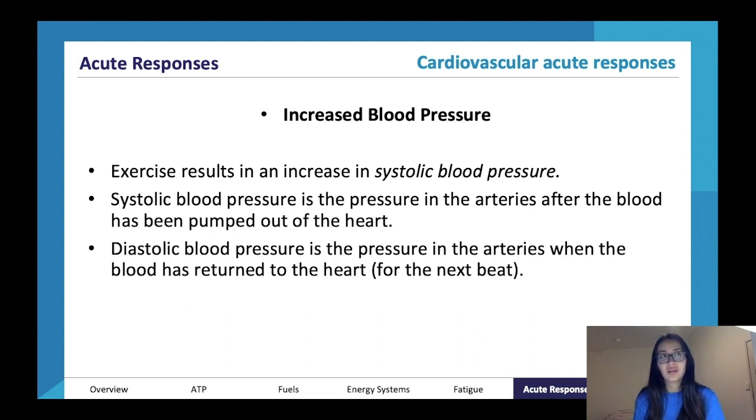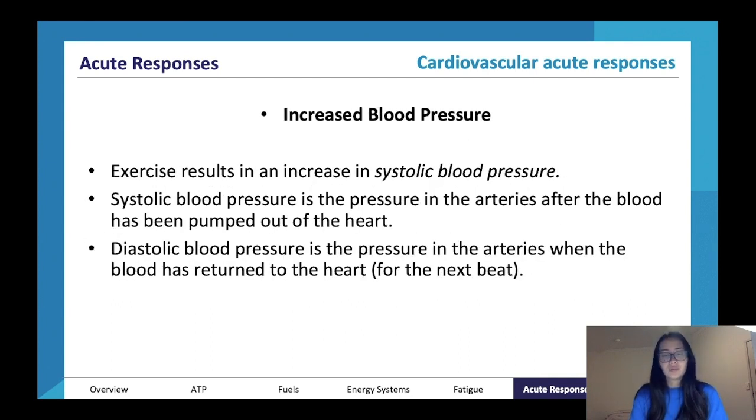I'm trying to remember the mnemonic I made up in first or second year of uni. Okay, systolic, I remember now. I think of systolic as the blood pressure after the heart's been squeezed. If you squeeze the heart, you've just shoved all the blood out of it. Systolic, squeezed, just think S S. Diastolic, I just think dead. Like if you're dead, you're resting, like there's no pressure being applied. It's just the blood pressure in the arteries when the blood has returned to the heart for the next beat. I don't think you really have to know that anyway, but if you do biomed or something like that later on, that may be useful to know.